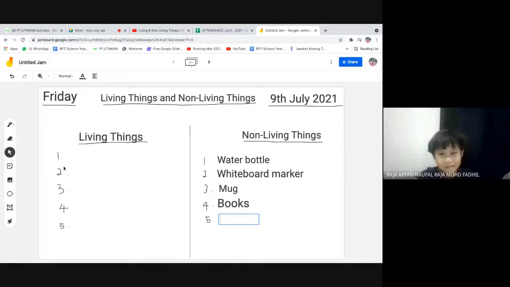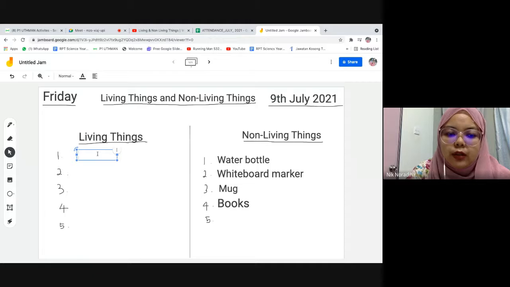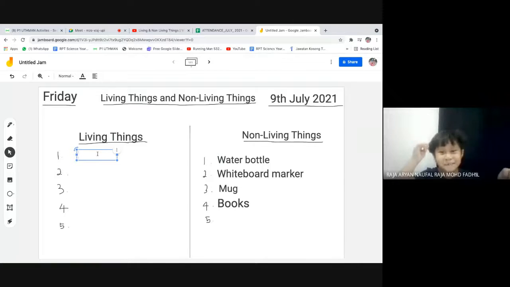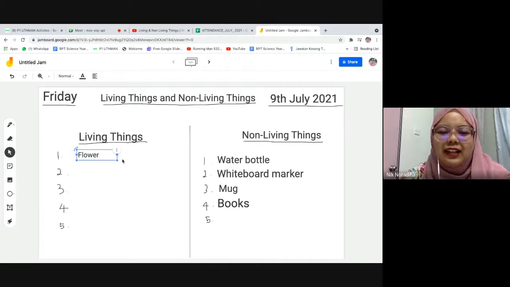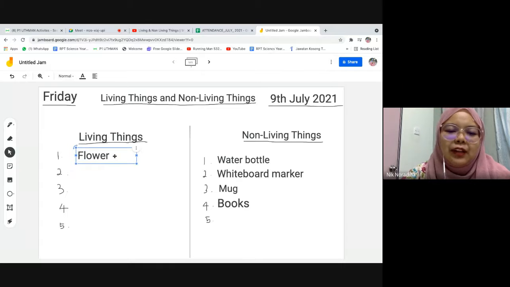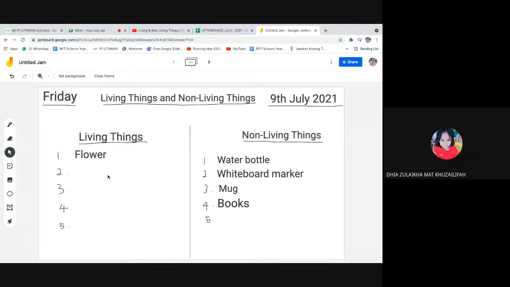Flower. Downstairs. Yes. What is the name of the flower? I didn't name it. It's okay. Flower is a living thing because flower can grow.